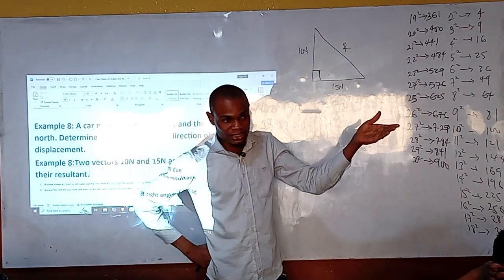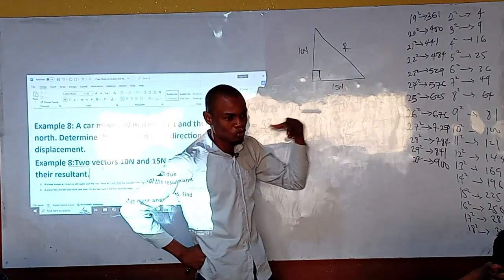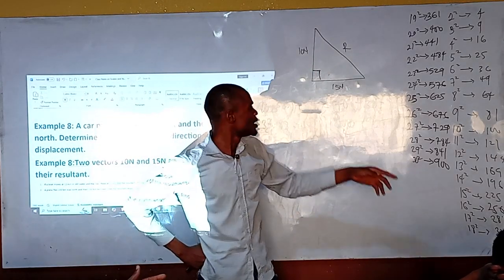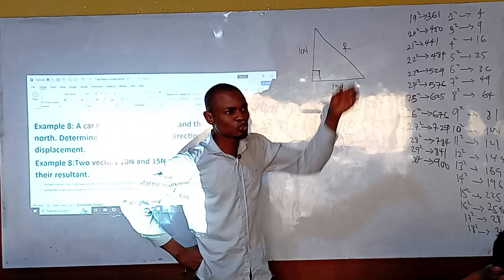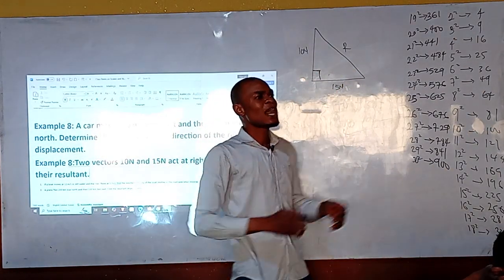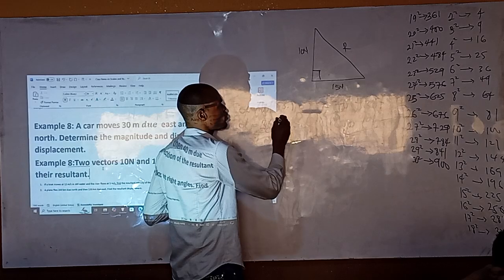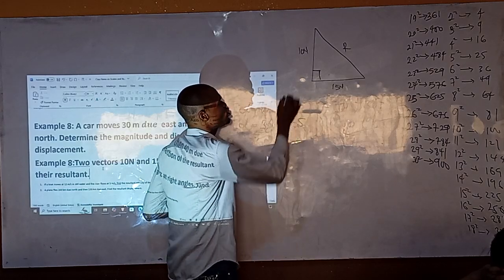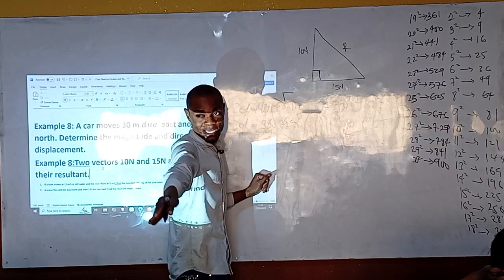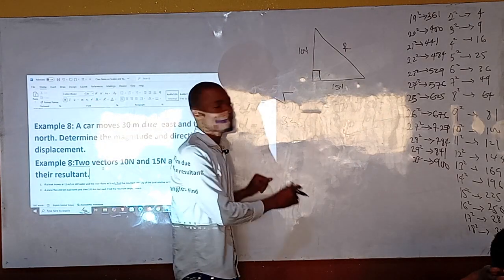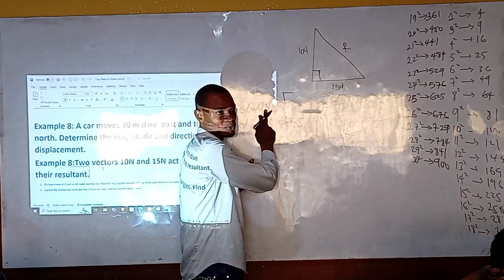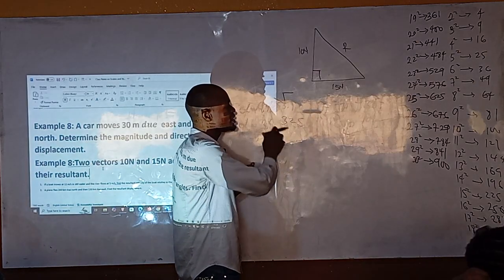Now, r squared equals 10 squared plus 15 squared. 10 squared is 100. 15 squared is 225. So 225 plus 100 is 325. You now say square root of 325. How do you press square root in the JAMB calculator? You first press 325, then you press square root. You don't just press square root like the way you use your normal calculator. In the JAMB calculator, first press 325, you now press square root.